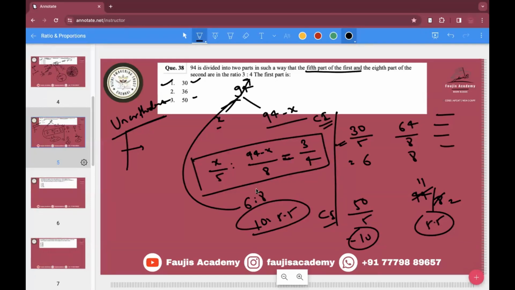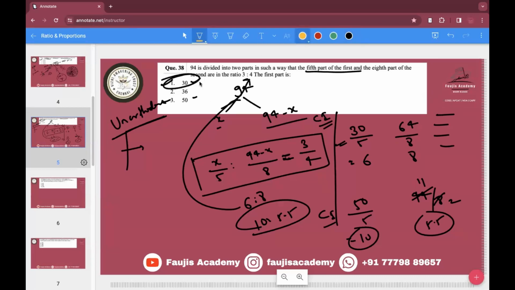Which one is the answer, guys? 1 or 3? Guys, floor is open to all. Yeah, 1, sir. Obviously, it's 1.